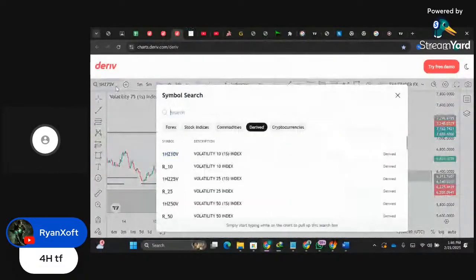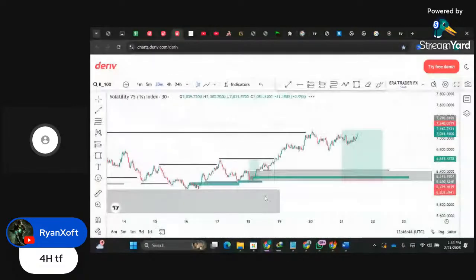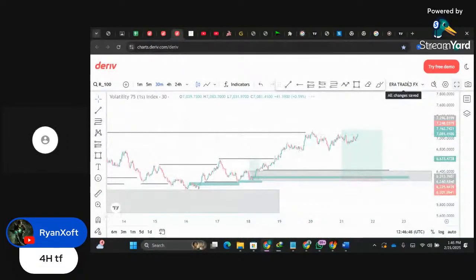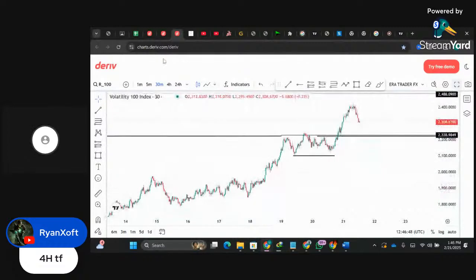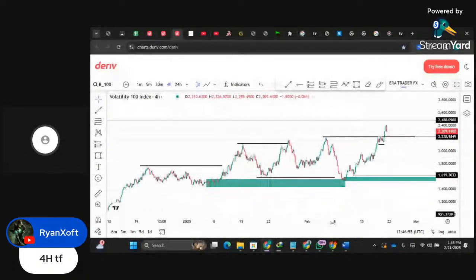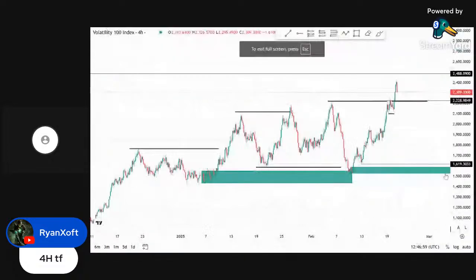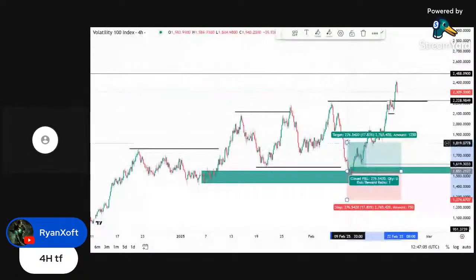Then V100 is something else. It has left us, to be very honest. V100, I literally wasn't really live, but when I came back, although I saw it, I did not just take it that period. This was the buy I saw from here all the way to this up.